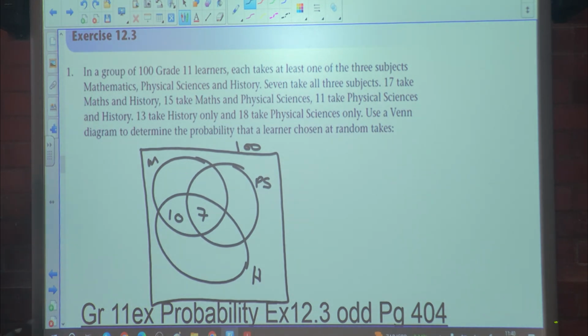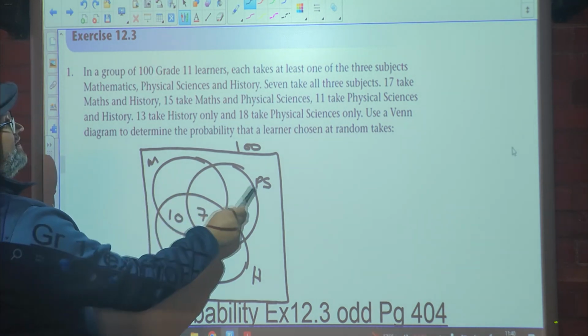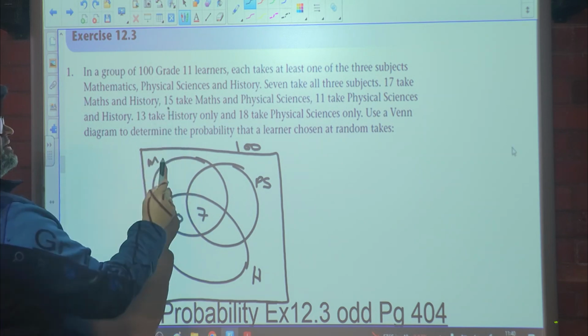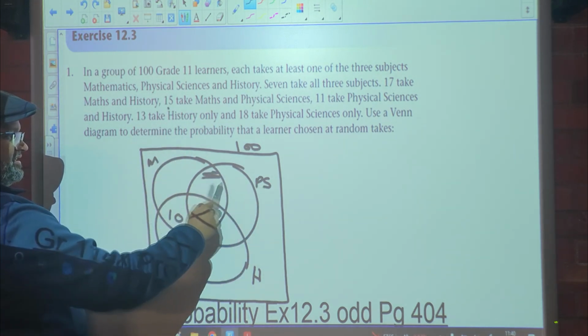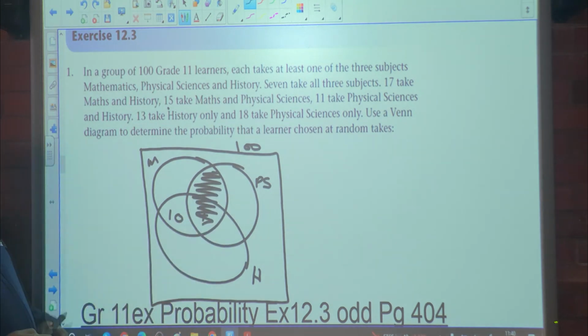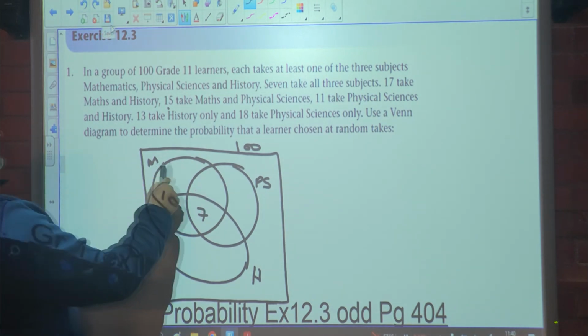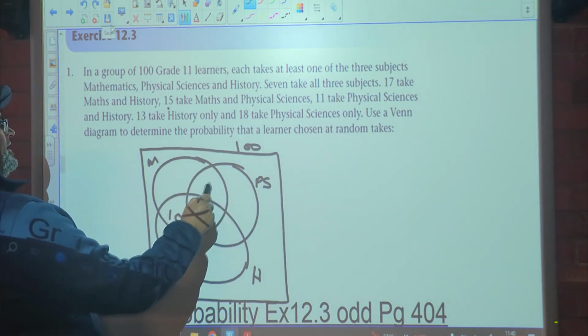15 takes mathematics and physics. So in other words, all of this here is mathematics and physics. But 7 is accounted for, not so. So how many does maths and physical science only?